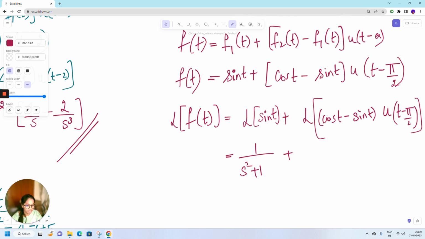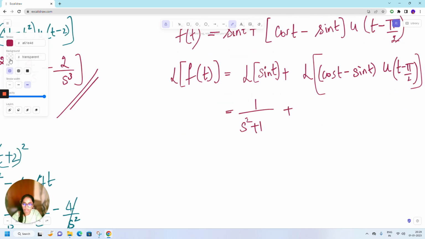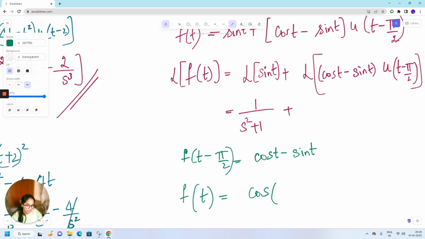Okay, for the second term, I would have to apply the second property. What should I do for that? First, identify. What do we identify? What is f of t minus a? In place of a, I have pi by 2. So this is equal to cos t minus sin t. I'll replace t with what? T plus pi by 2, right? So I would get t. Here I would have to write cos of t plus pi by 2, or pi by 2 plus t, minus sine of pi by 2 plus t.